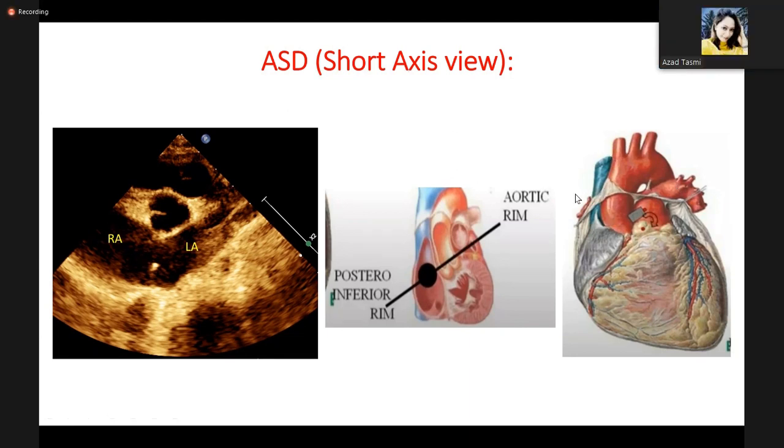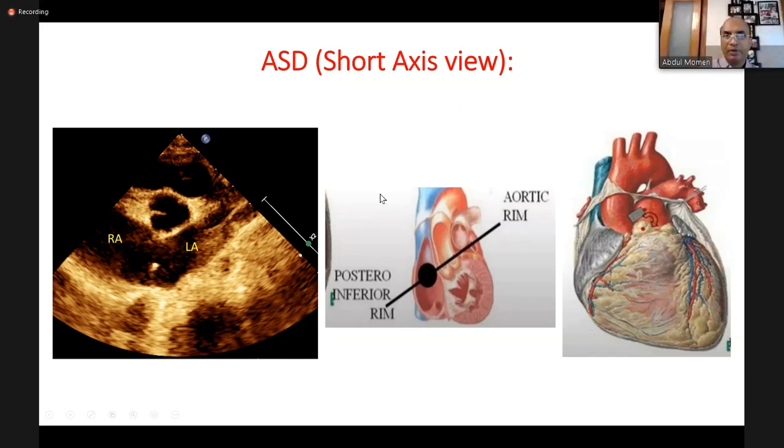In the parasternal short axis view at the level of the great vessels, this is our transducer position at the second intercostal space, and this is the echo beam cut section. The cut section goes through the aorta. Here is the aorta, then the aortic or retroaortic rim, then the posterior inferior rim. So this is the retroaortic rim, and this is the posterior inferior rim. So we have determined four rims already. So what are the views?